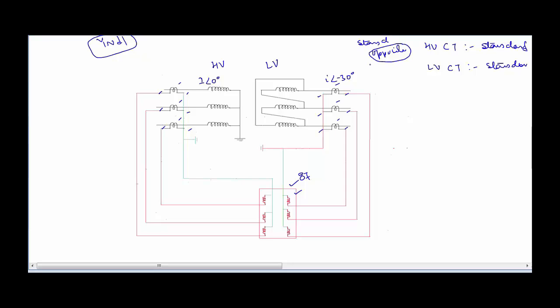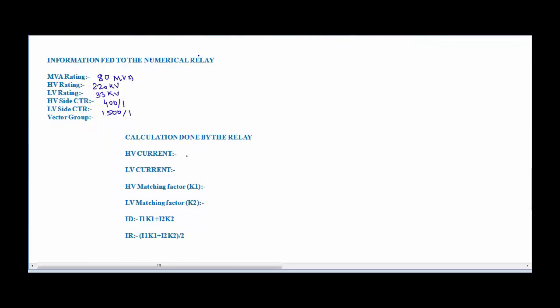So this is about the information regarding the CT connection which we have to give to the relay. And after getting all this information, the relay is going to do some calculation on its own. It is going to calculate the HV side line current. So HV side line current will be 80 into 1000 divided by root 3 into 220 kV, which is roughly 210 amperes, and the LV side current rating will be similarly 80 into 1000 divided by root 3 into 33, which is roughly 1400 amperes. And the next calculation is HV side matching factor, which is called K1.